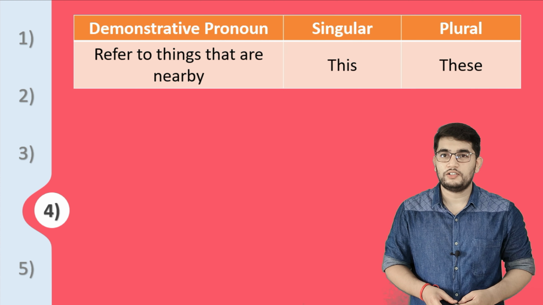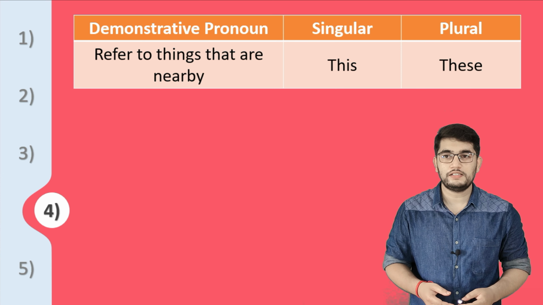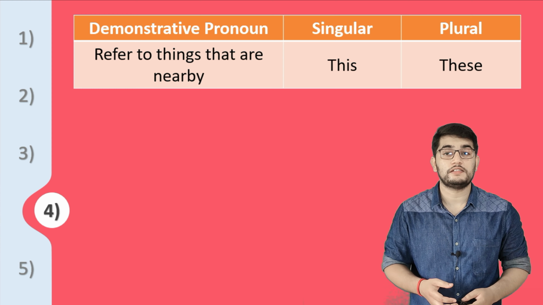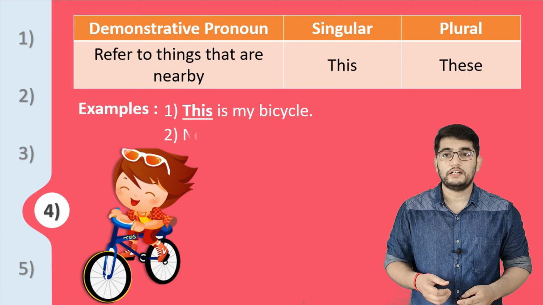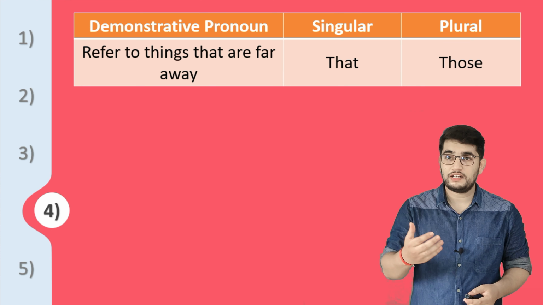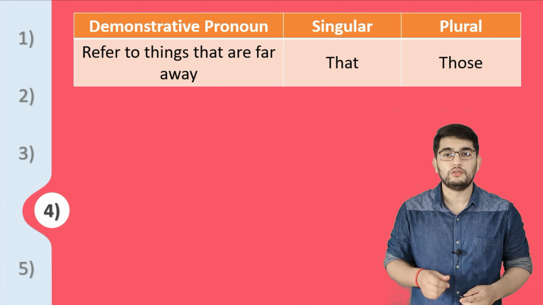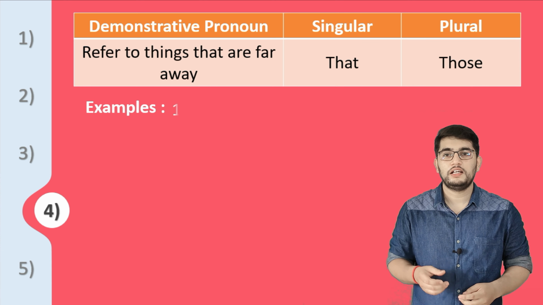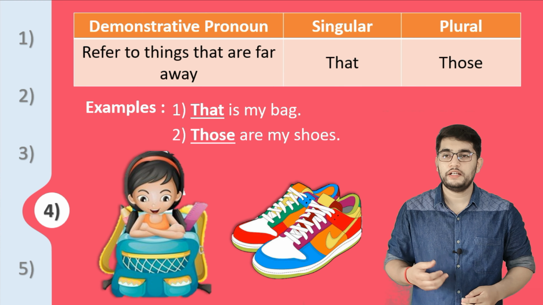Now here is the chart of demonstrative pronoun which is referring to things that are nearby. Singular will be this and plural will be these. Let's see the examples. This is my bike, and second example is none of these answers are correct. Let's see the next one. The demonstrative pronouns that refer to the things that are far away. In the singular form we use that, while in plural we use those. Let's see the examples. That is my bag, and the second example is those are my shoes.